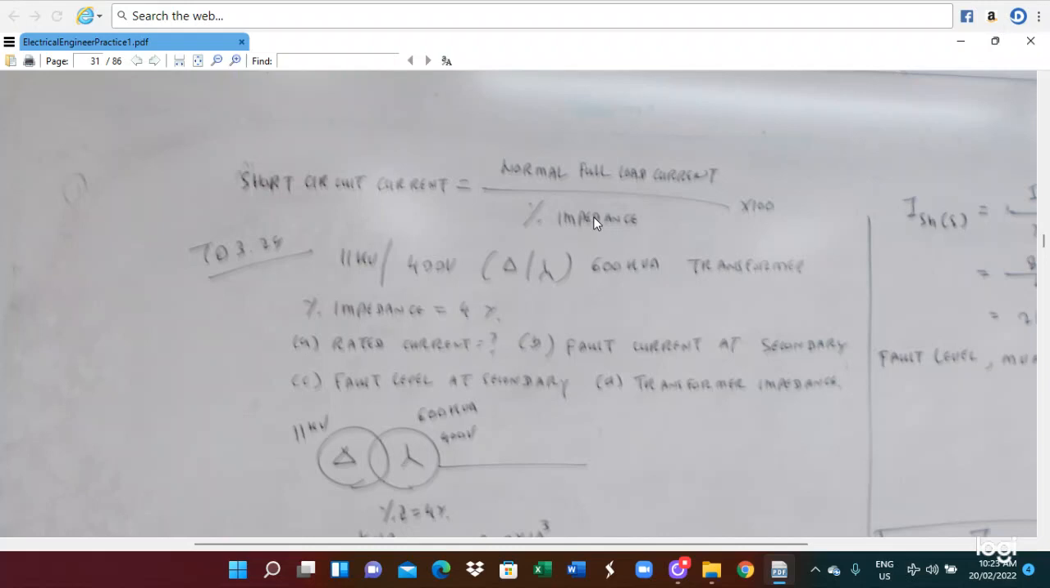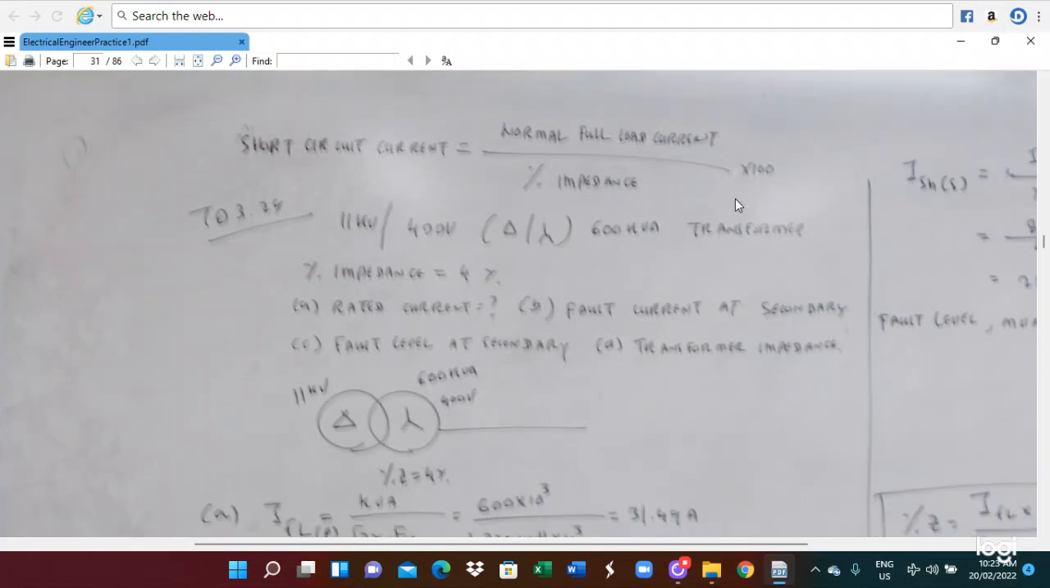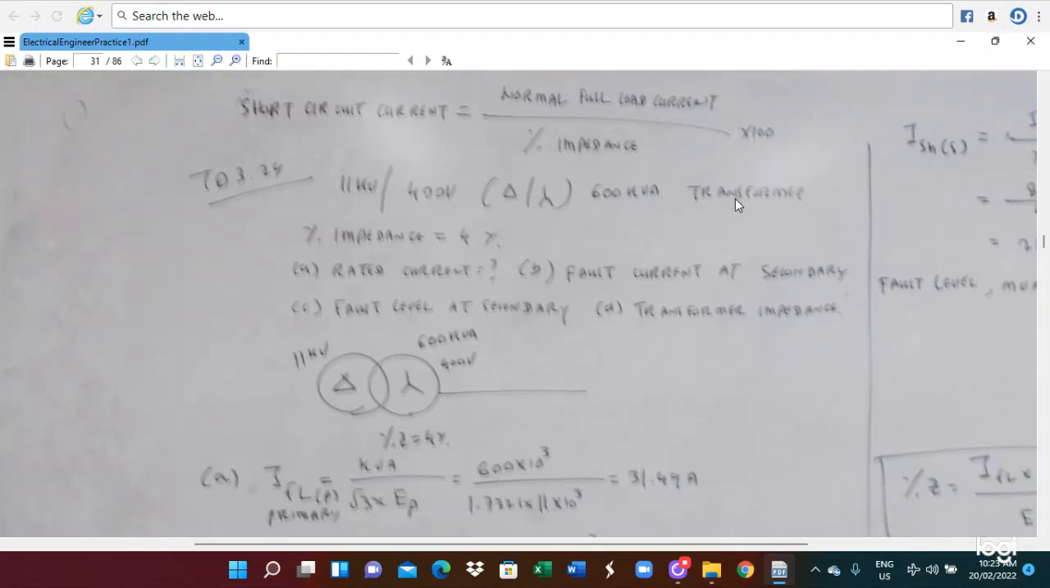The formula is: normal full load current divided by the percentage impedance, multiplied by 100. Normal full load current is for any motor or any transformer, taken as the normal current at full load condition. So that normal current is divided by the percentage impedance and then multiplied by 100. This is the way we can calculate the short circuit current. Then we do this on one example problem.